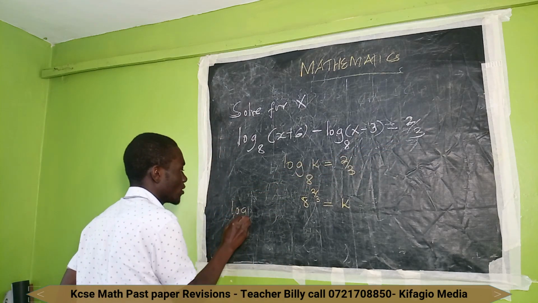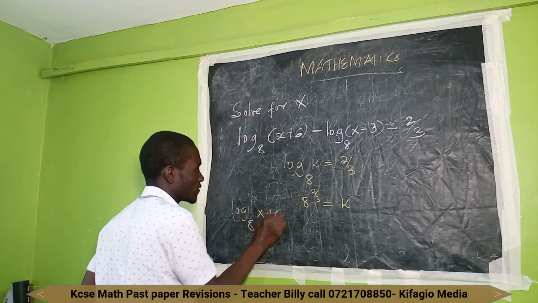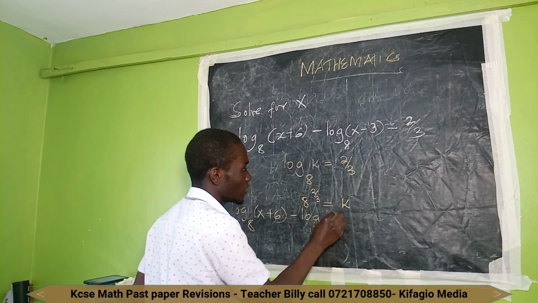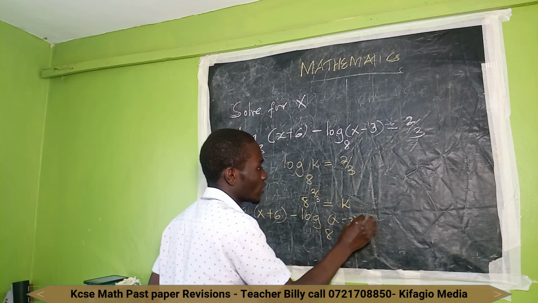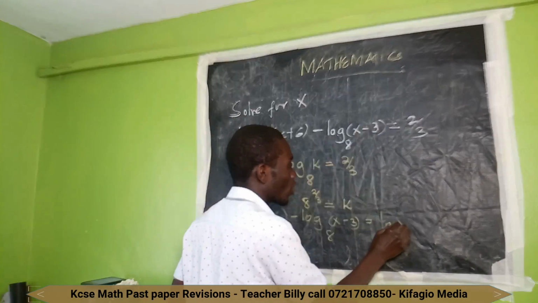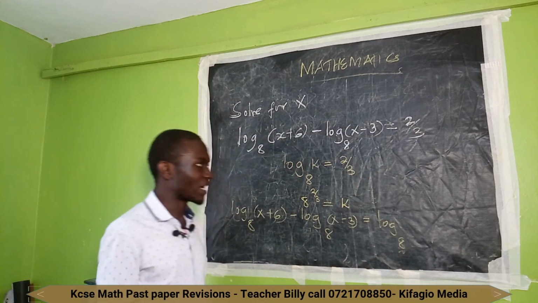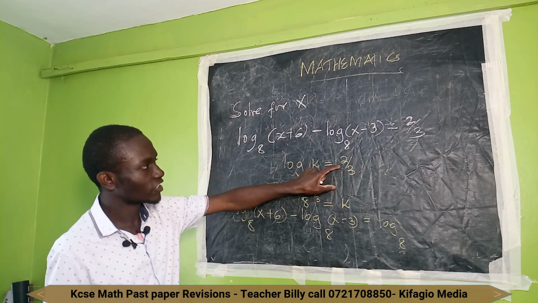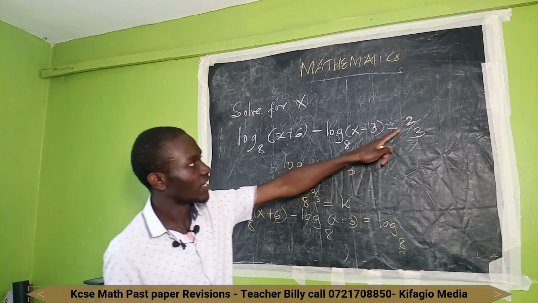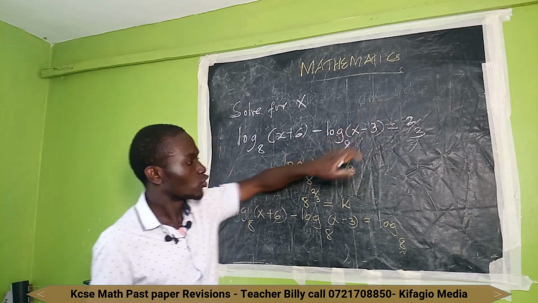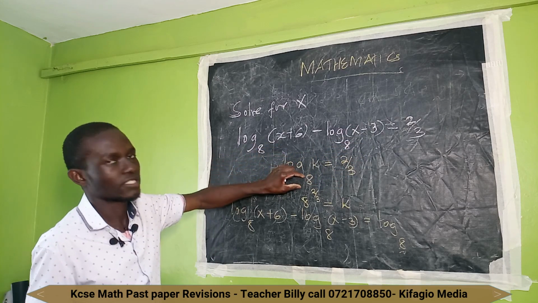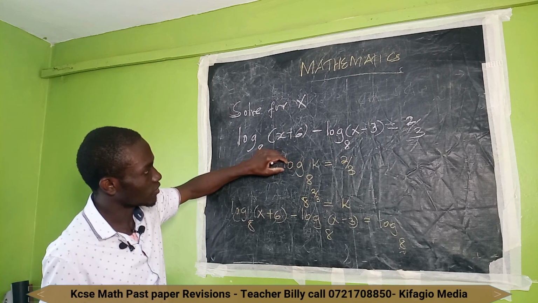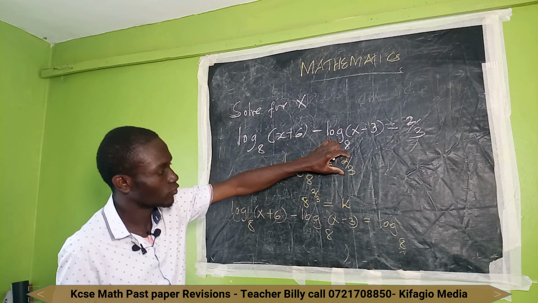So we'll have log base 8 of x plus 6 minus log base 8 of x minus 3 is equal to log base 8 of our number k, such that log base 8 of our number k will give us 2 over 3. So I'm not changing the equation. It's only that I'm replacing 2 over 3. I've converted it to log base 8. How? You just say, I have a number k, which is log base 8, equivalent to 2 over 3.